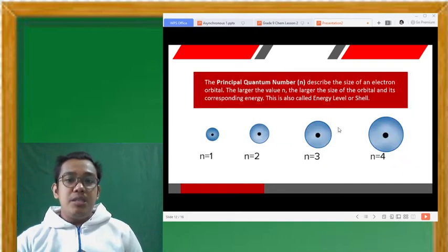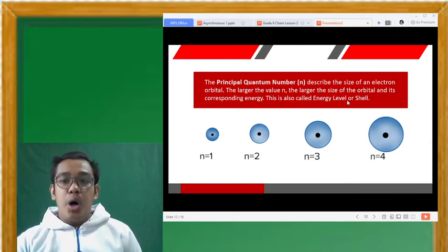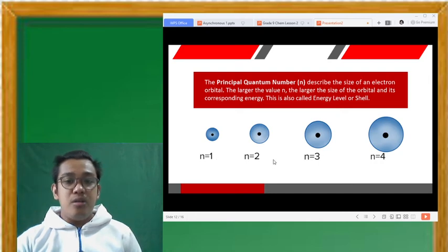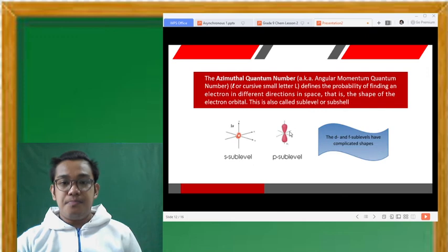The principal quantum number, with the symbol n, describes the size of an electron orbital. The larger the value of n, the larger the size of the orbital and its corresponding energy. It is called energy level or shells. As you can see here in this figure, we have n equal to 1, n equal to 2. It depends on the energy level or shell occupied by the electrons.